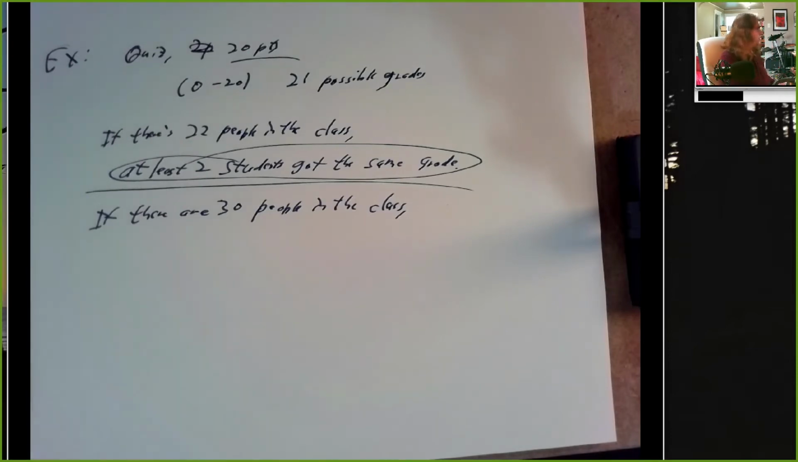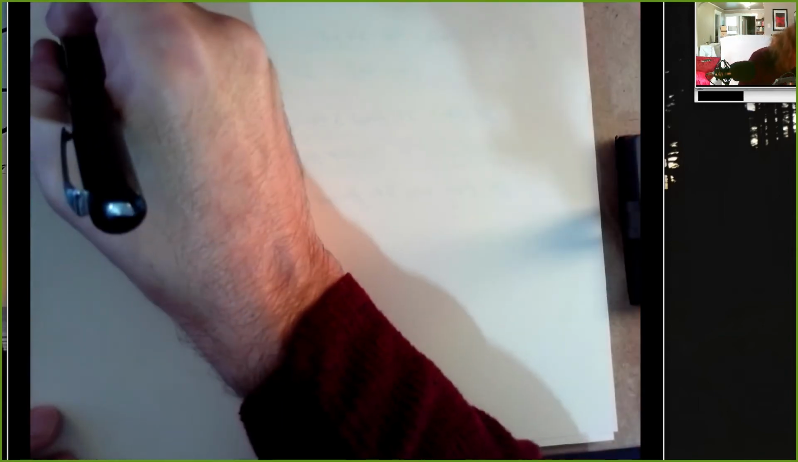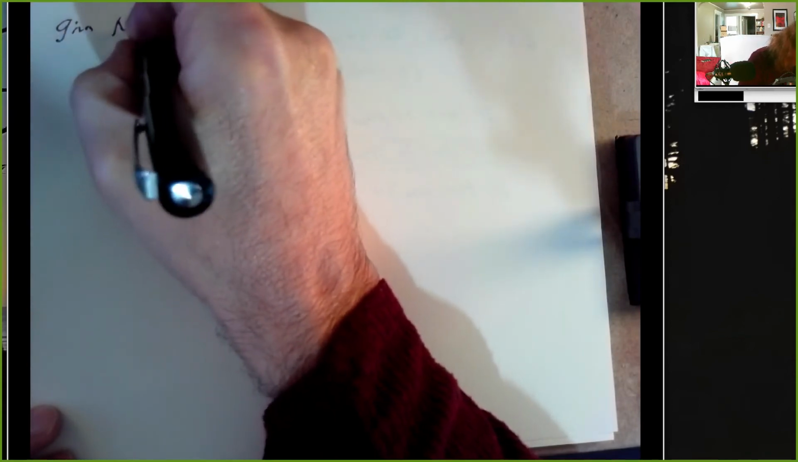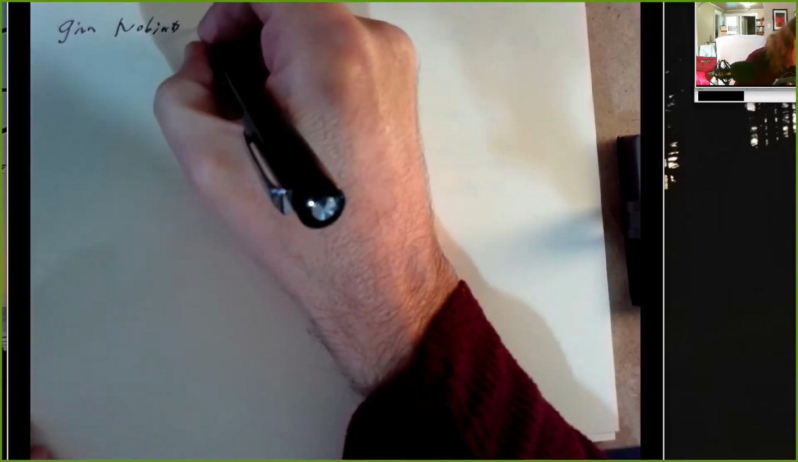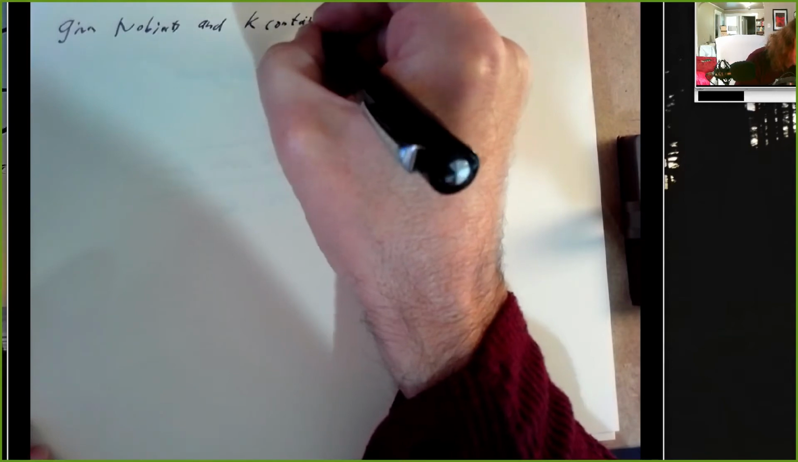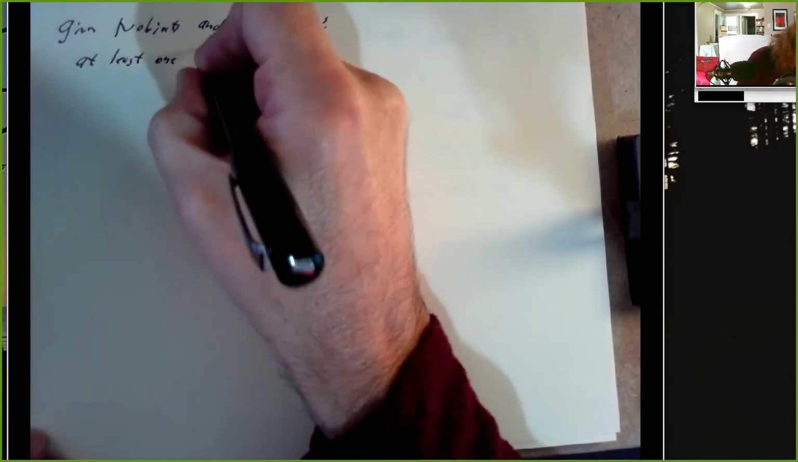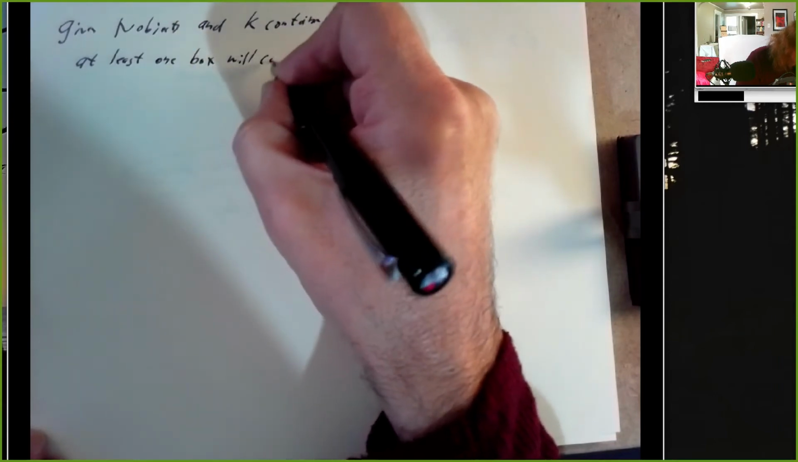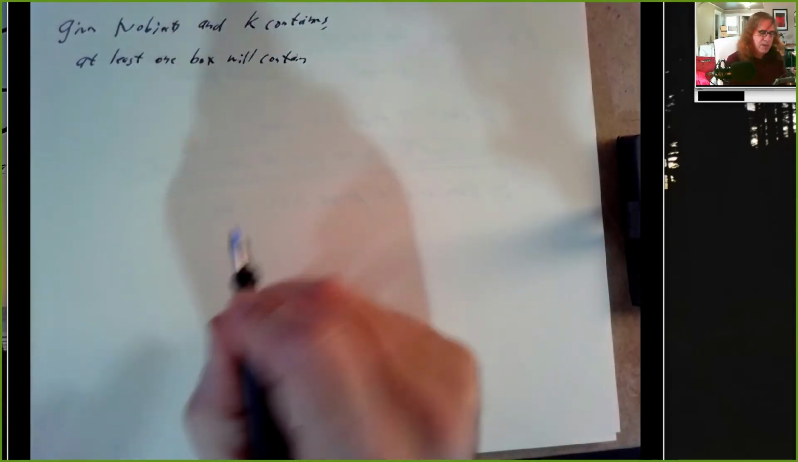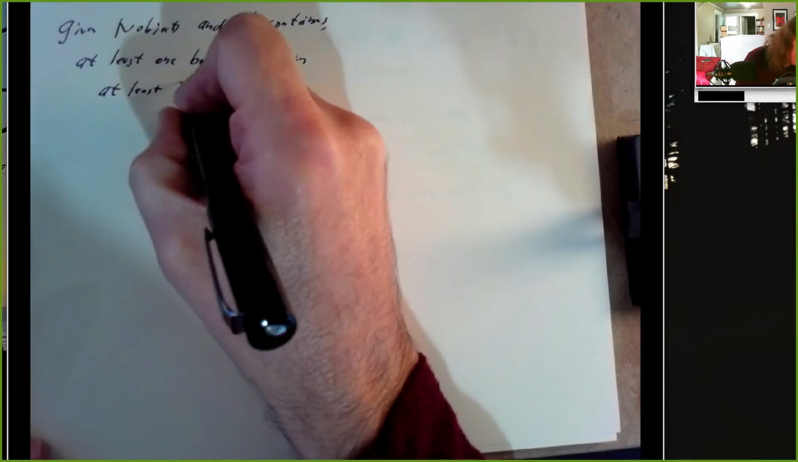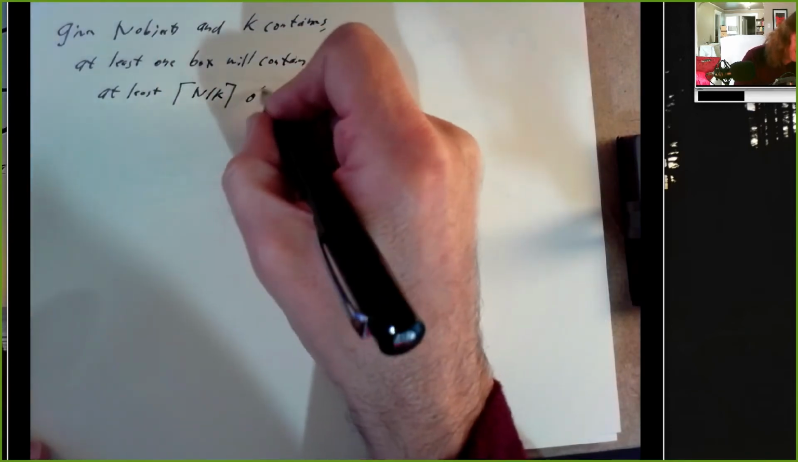All right, but there is a generalized pigeonhole principle. And this one is a little different than just adding more people. So the generalized pigeonhole principle says given n objects and k containers, at least one box will contain at least ceiling of n over k objects.